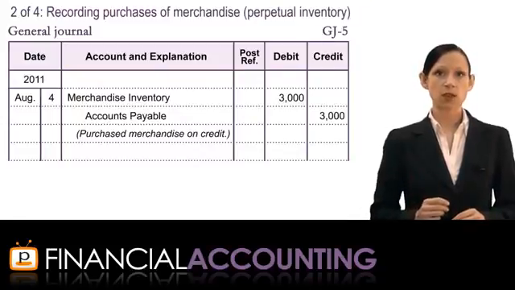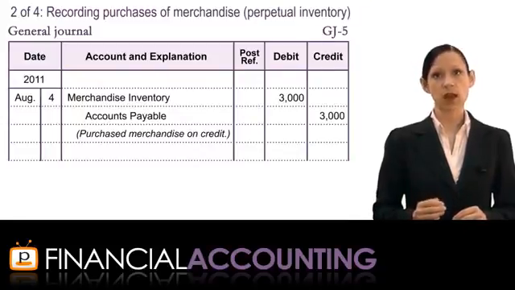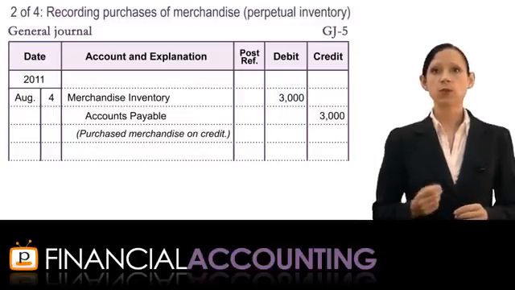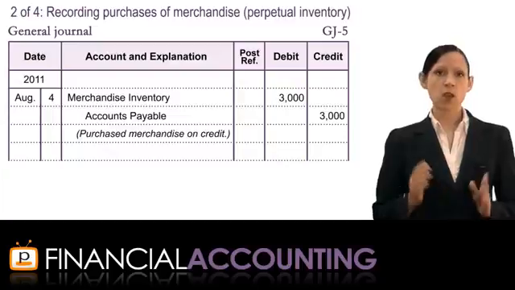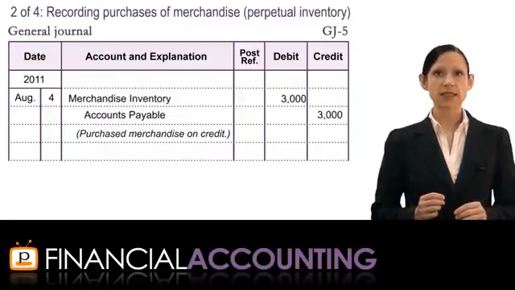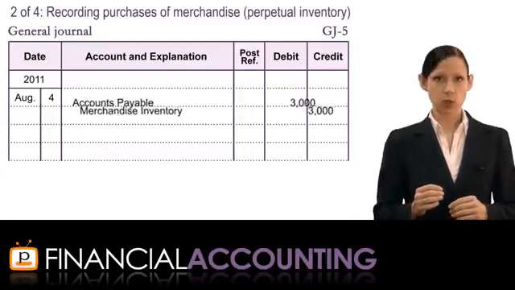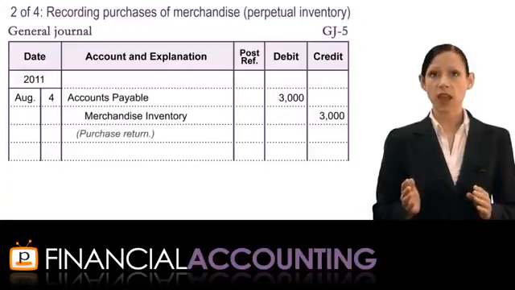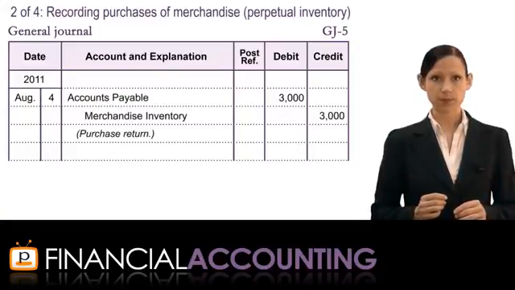Sometimes when we purchase items, we may need to return them to the supplier. This may be because we received the wrong colour or the goods arrived damaged. The way we record this in the accounts is simply to flip the journal entry for the purchase around and debit either cash or accounts payable and credit merchandise inventory.